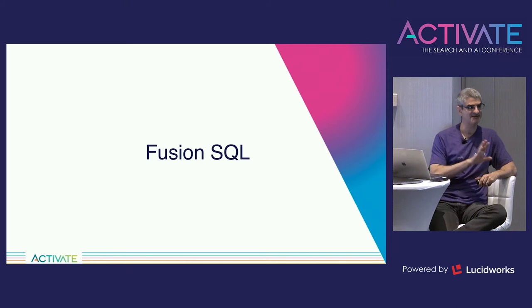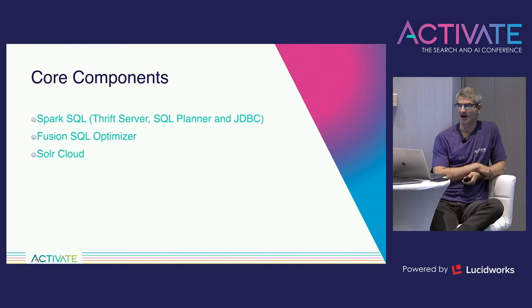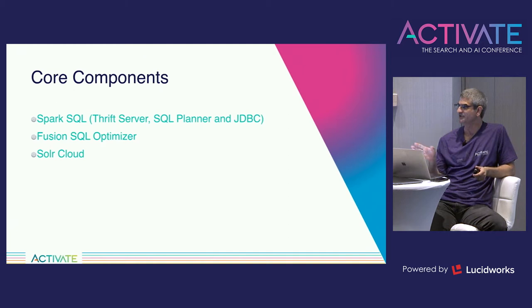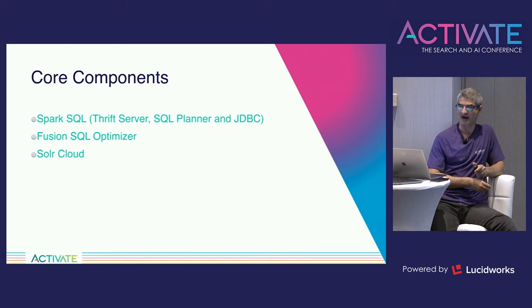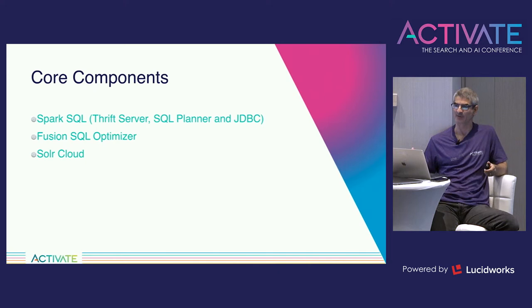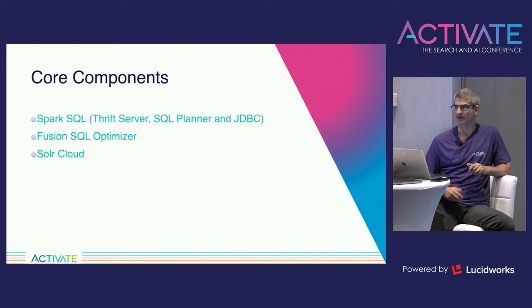Okay, so that's the part about streaming expressions. We're going to talk now a little bit about Fusion SQL and math expressions. Fusion SQL, like I mentioned, is a commercial piece. Everything we've shown so far here is open source. You can just bring down the project and use it. Fusion SQL is part of the commercial offering. Basically it's a combination of Spark SQL, which provides a Thrift server, a SQL planner, and a JDBC front end to it, and the Fusion SQL Optimizer, which is the thing that we spend a lot of time building at Lucidworks, which is the ability to take a SQL query and optimize it to a Solr query, and then SolrCloud in the background for running the queries.